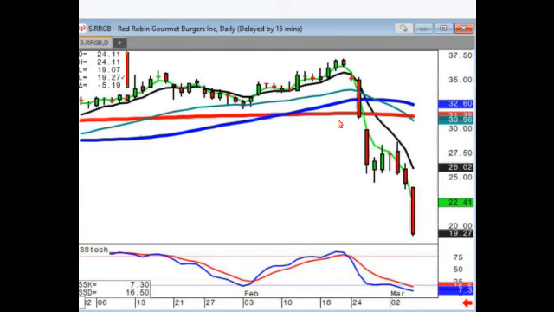So Red Robin, I don't know why I have that over here. Oh, bearish engulfing. There's your bearish engulfing signal, starting wave 3 to the downside.